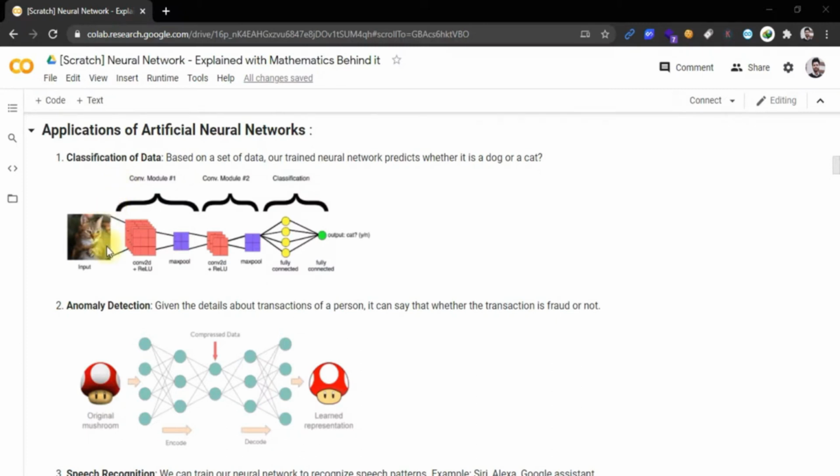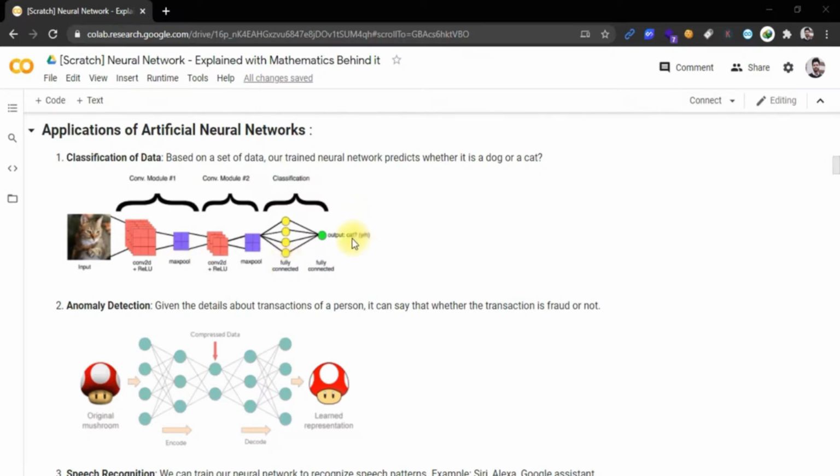As you see in the image, I input the image and use a convolutional 2D neural network, and the max pool, which we can discuss in our next videos, and it makes a fully connected neural network and gets the output as cat.